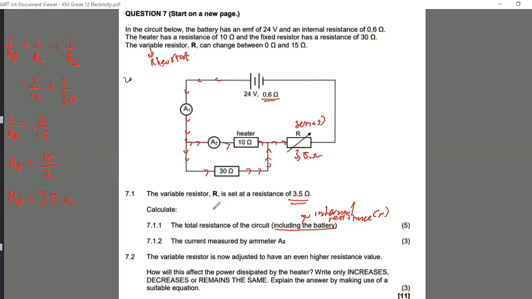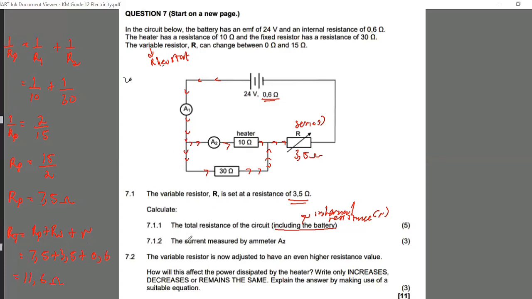But remember, in order to get the total resistance, we must take this resistance of the parallel and add it to the resistance in series. But they said including the battery, so we must also add the internal resistance. So to get the R total, that's Rp plus resistance in series plus the internal resistance. So we have 7.5 plus 3.5 plus 0.6, which adding that will give us 11.6 ohms, right? So we have our 5 marks just like that.